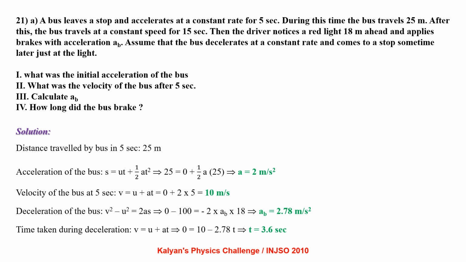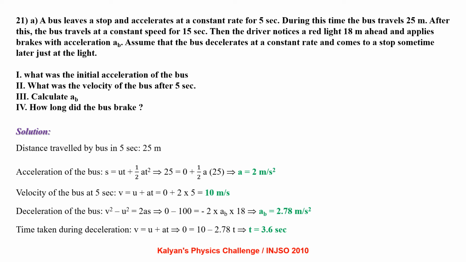What was the velocity of the bus after 5 seconds? Velocity of the bus at 5 seconds can be taken by the formula v equal to u plus at, which comes out to be 10 meter per second. Calculate AB. The deceleration of the bus can be taken from v square minus u square equal to 2as. After applying the brakes, it is 0 minus 100 equal to 2 into AB into 18, from which we get AB equal to 2.78 meter per second square. Since it is a deceleration, it is negative.